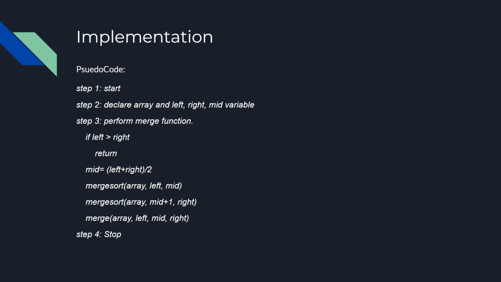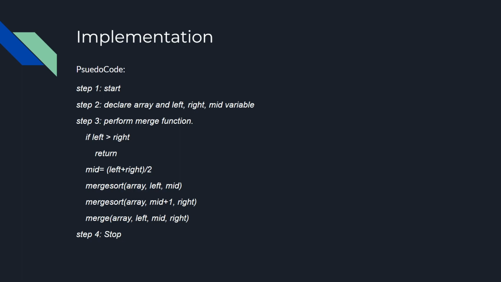And as for the implementation, since the actual code would be too long to write on the screen, I've just put in the pseudocode, which is probably easier to understand anyways. So once you start, you'll declare the beginning bound of the array, the right bound of the array, and the middle value of the array.